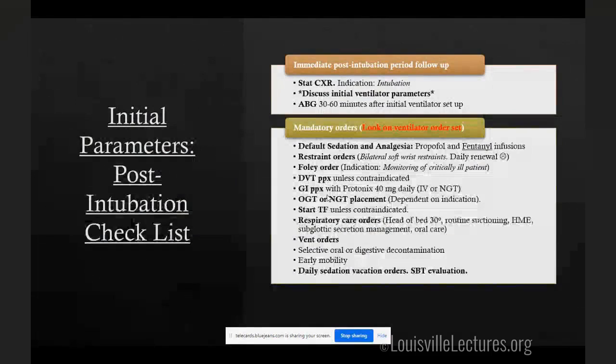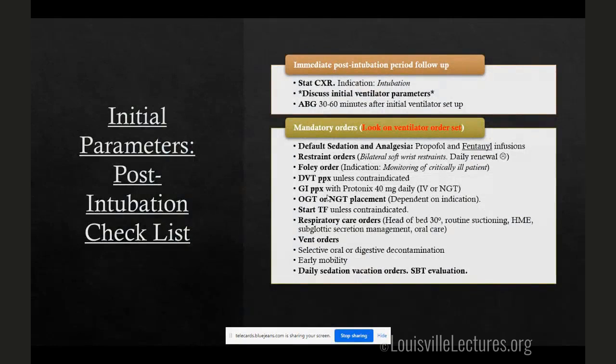The other thing you want to know is that you want to have restraint orders, specifically bilateral wrist restraints for most patients. Now, one of the most frustrating things about being an intern is having to order this every day. Why do we have to do that? It's because it's a Center for Medicare and Medicaid Services requirement. And unfortunately, as a resident, we are mostly paid through CMS, so we can't afford that kind of hit.